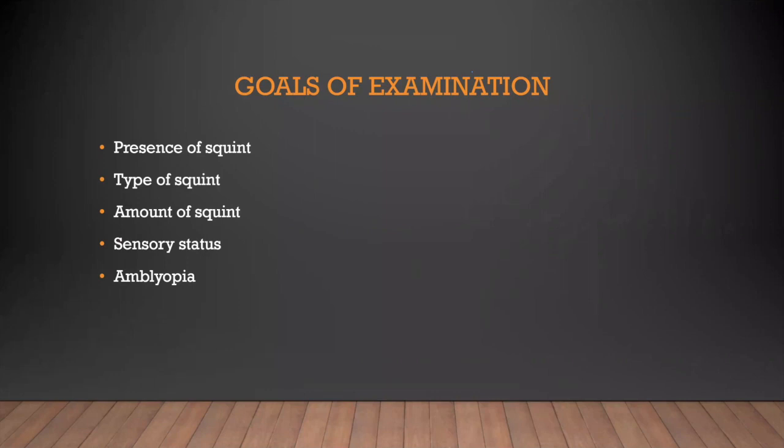The types we discussed were based on the direction: you can have esotropia, exotropia, hypertropia, or hypotropia. Or you can have types based on the frequency, that it is there all the time. That means, is it a constant squint or is it an intermittent squint? That is the second type.